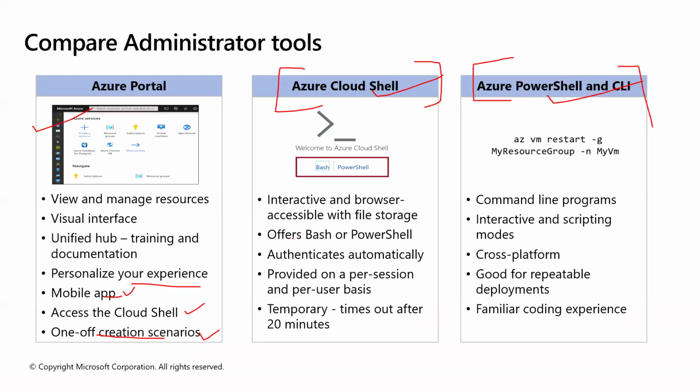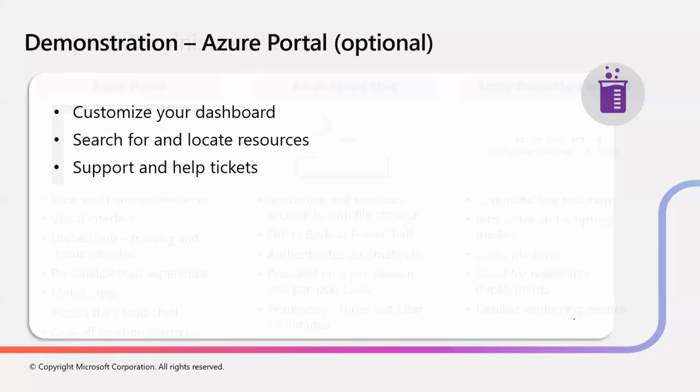Cloud Shell is interactive, browser accessible, offers Bash and/or PowerShell, authenticates automatically, provides one session per user, and temporarily times out after 20 minutes if you leave it as it is. But Azure PowerShell and CLI are command line programs, with interactive and scripting mode, cross-platform, good for repeatable deployments, with a familiar coding experience. That's what you do in PowerShell or CLI.